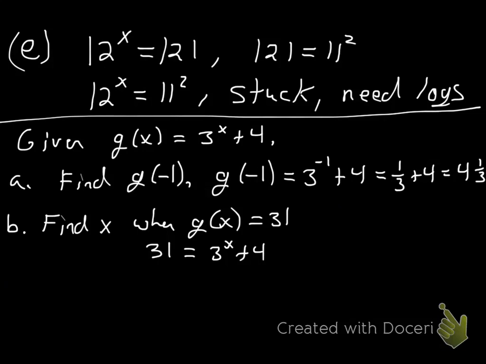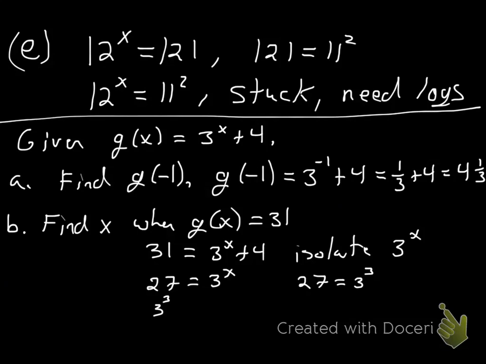So one guideline for solving exponential equations is you need to isolate the exponential. So we're going to subtract 4 from both sides to isolate the 3 to the x. Alright, now it looks a lot like something we've done before. 27 equals 3 to the x. So I need to somehow trick 27 into looking like a power of 3, and lucky for us, 27 is 3 cubed. Okay, so 3 cubed is equal to 3 to the x. So now we can equate the exponents. So x is equal to 3.